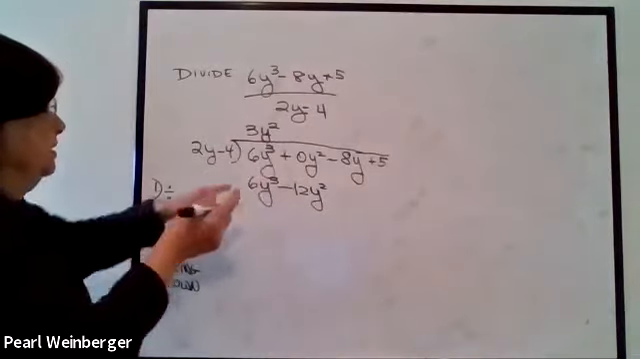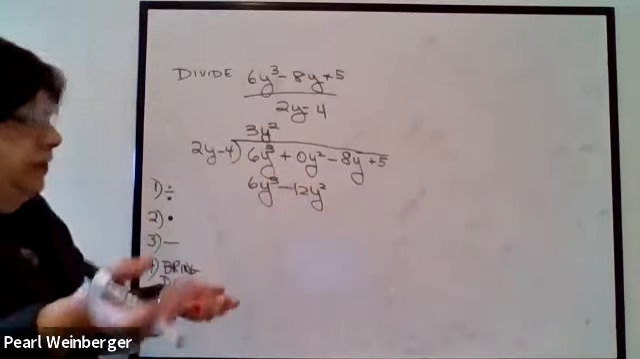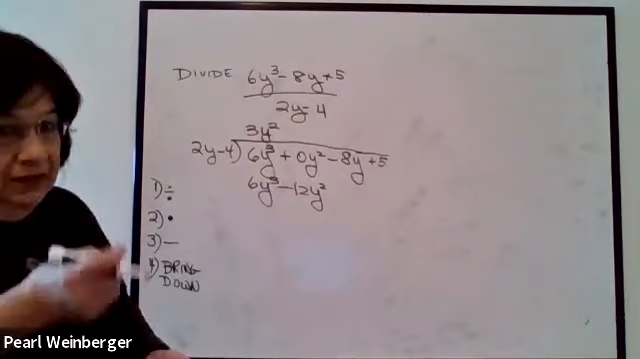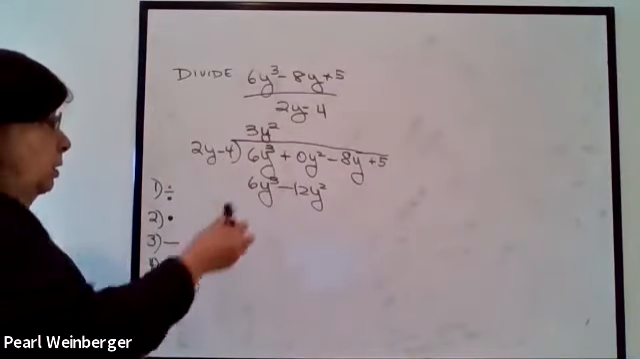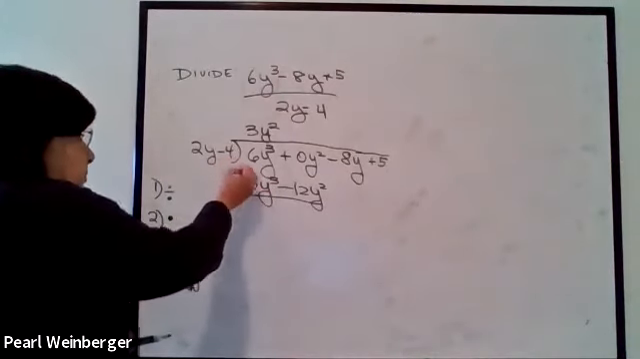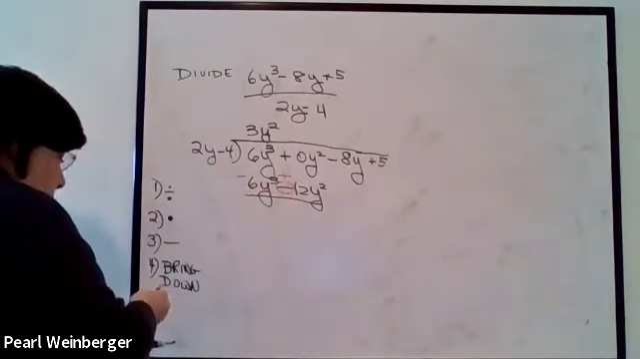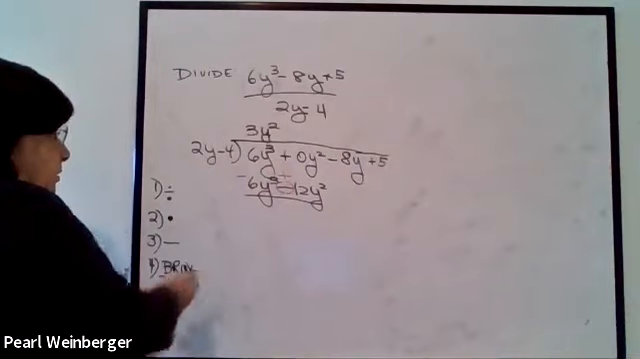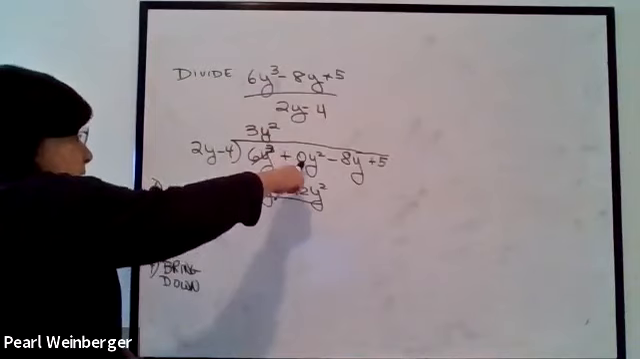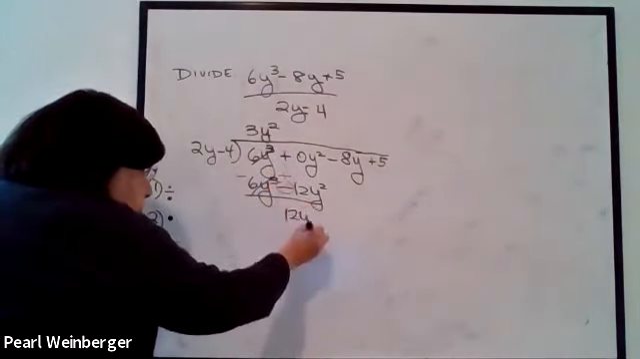And now we can see why it was so important to put in that 0y squared, because otherwise I would have had this y squared term and I wouldn't have any place to put it. That's why I say it's a place maintainer. Okay, now we're going to subtract. So this is going to become negative, and this is going to become positive. So now we have 6y cubed and negative 6y cubed, so that cancels. And here we have 0y squared plus 12y squared, which gives us 12y squared.